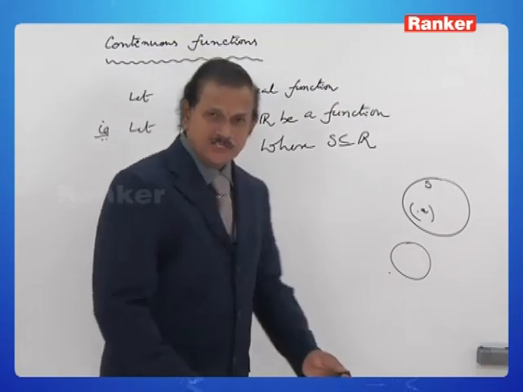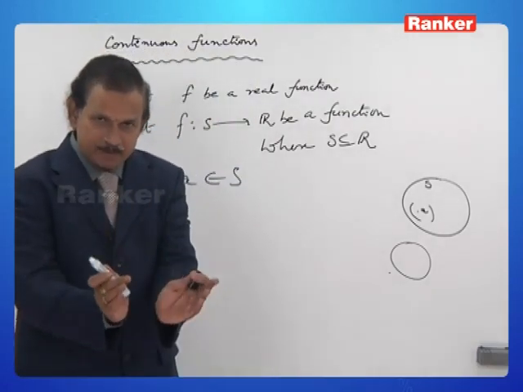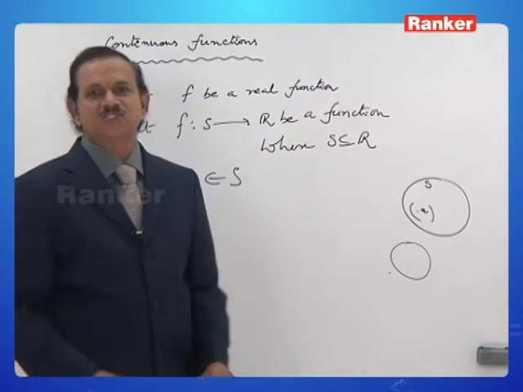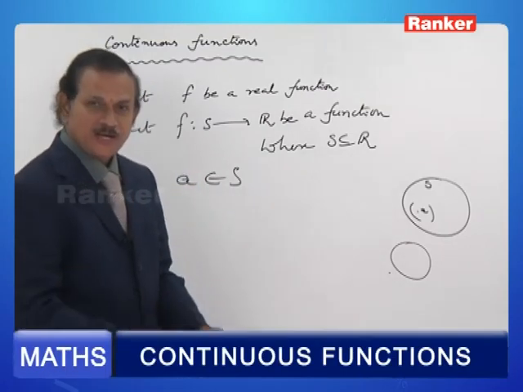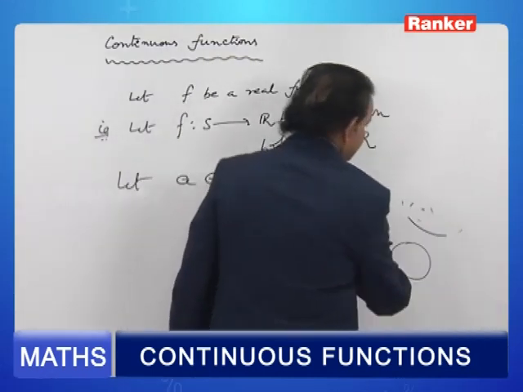A belongs to S. Not only that, there is at least one neighborhood around A which is entirely contained in S itself. That is the nature of A. In that sense, we say that A is an interior point of S.